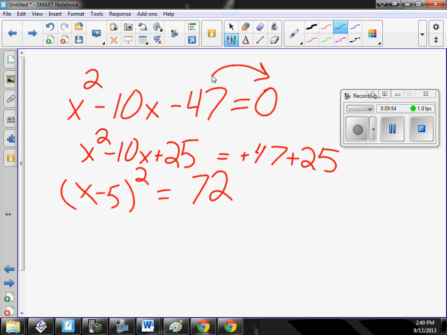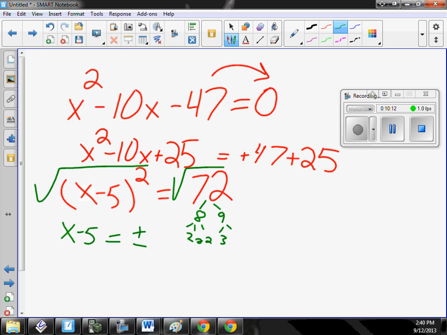Everybody okay up to that point? Now we square root, and we get x minus 5 equals plus or minus, well, 72 is going to simplify. So 8 and 9, 2, 2 and 2, 3 and 3. What can I pull out? A 2 and a 3, so a 6. So 6 root 2. Now when I add the 5 to the other side, I get x equals 5 plus or minus 6 root 2.